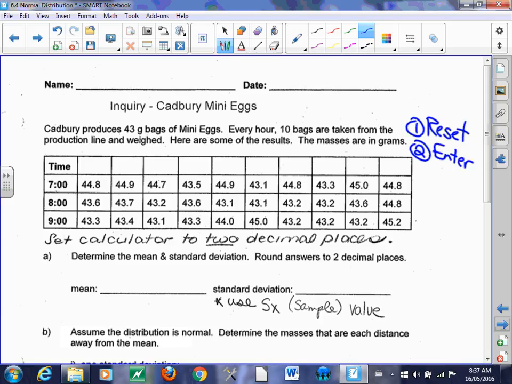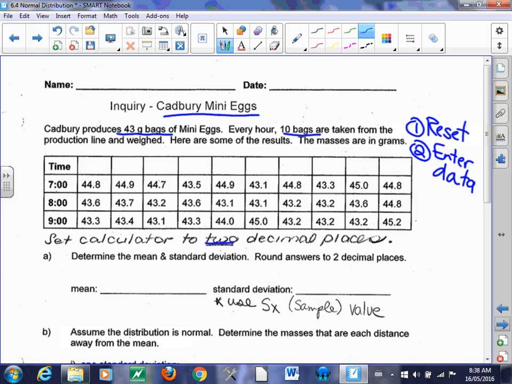So this is Cadbury mini eggs. And what they're doing is they're taking a look on the production line. They advertise that they produce 43-gram bags. Okay, and it says every hour 10 bags are taken from the product line to be weighed. Okay, here are some results. So some are going to be not exactly 43 because guess what? Some eggs differ in size and value and coating and whatnot. So what you want to do is make sure to set your calculator to 2 decimal places. Then you're going to enter the data. Okay, so plug this all into L1.